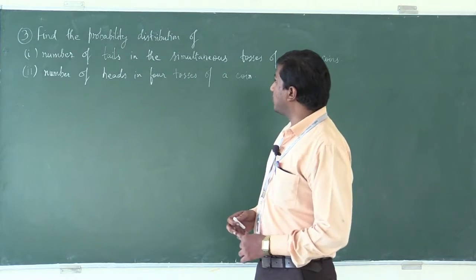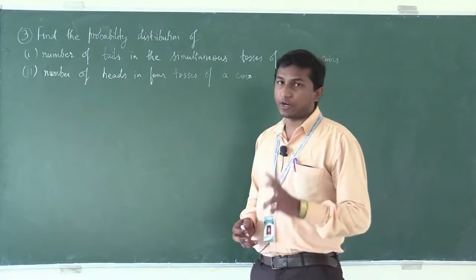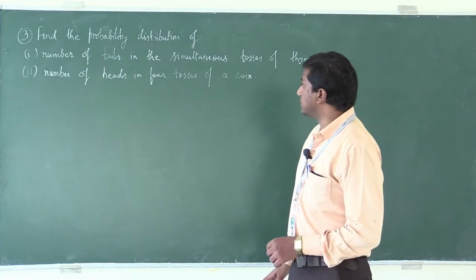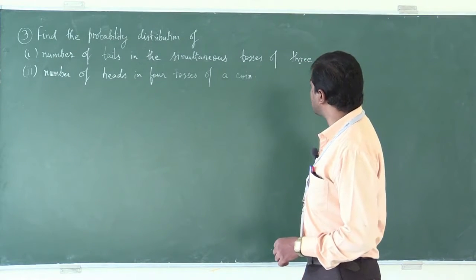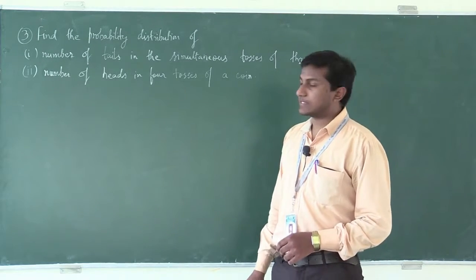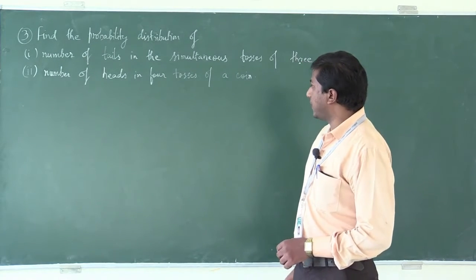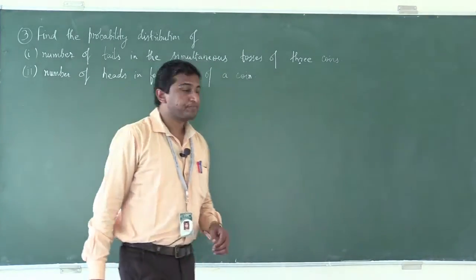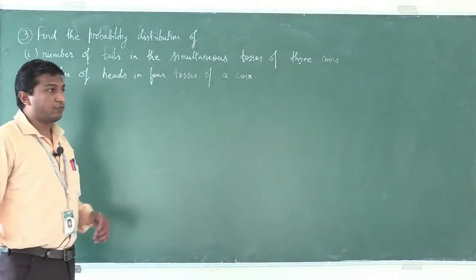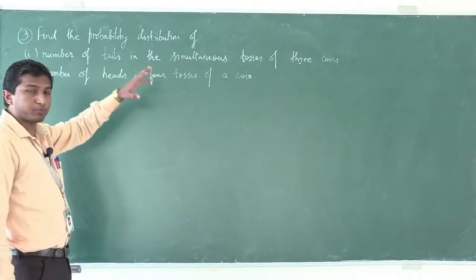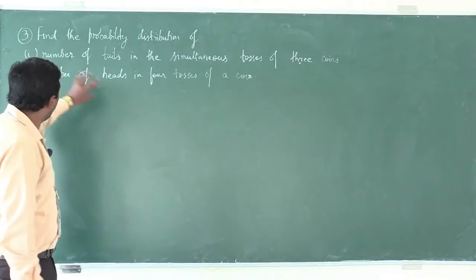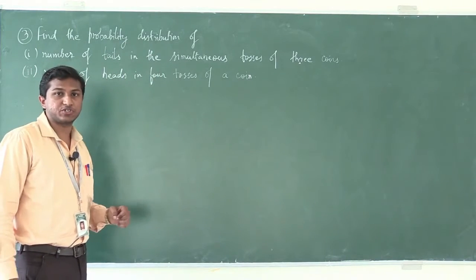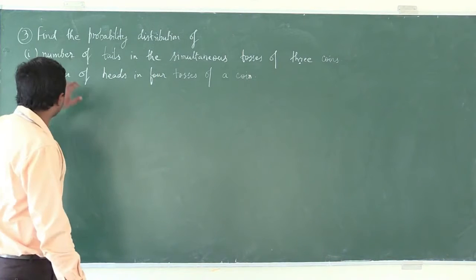Find the probability distribution of, there are two sub-questions here. Sub-question 1, number of tails in simultaneous tosses of 3 coins. Sub-question 2, number of heads in 4 tosses of a coin. Okay. Now, first and foremost, we have to find out what is the random experiment in each sub-question. We have to look at that.